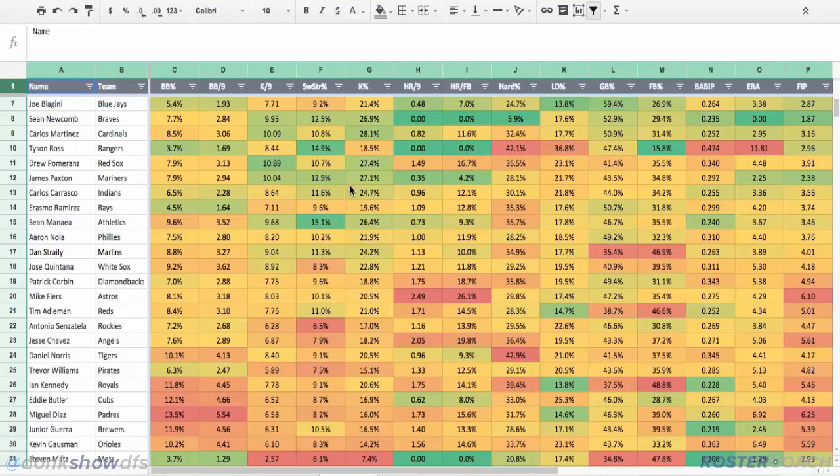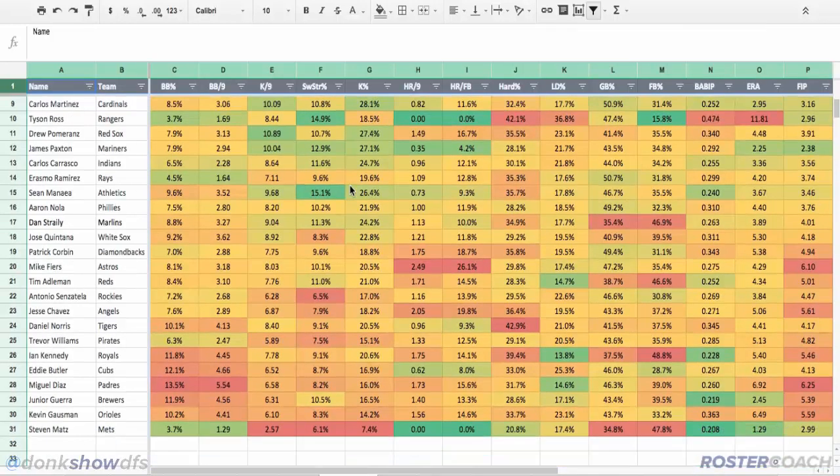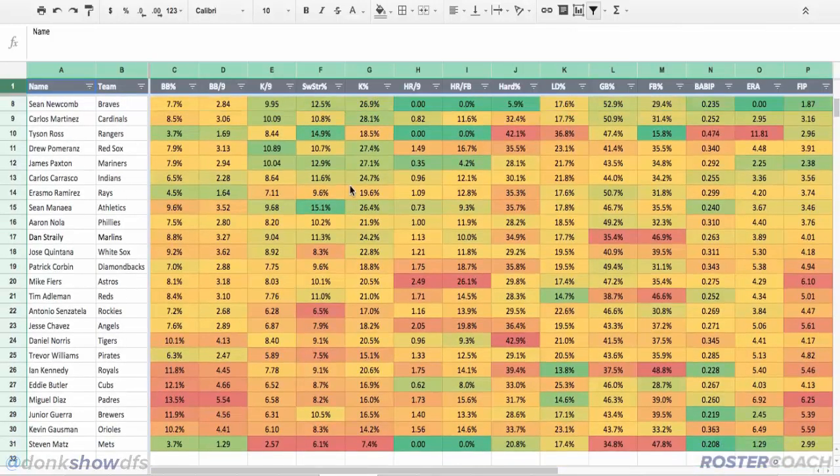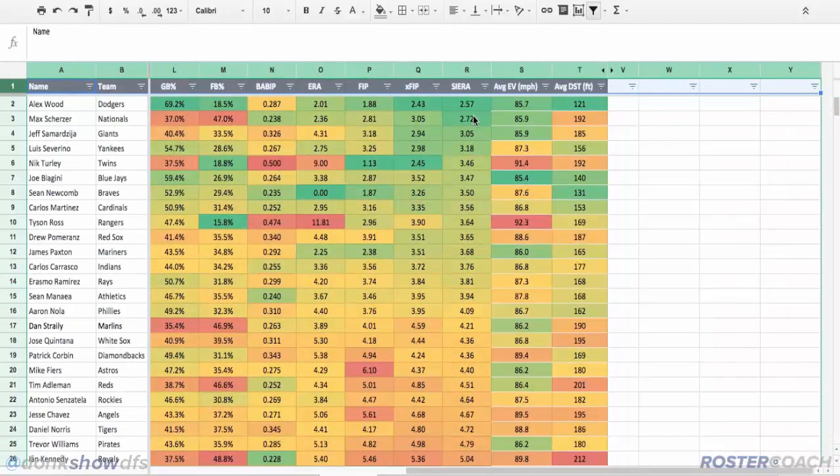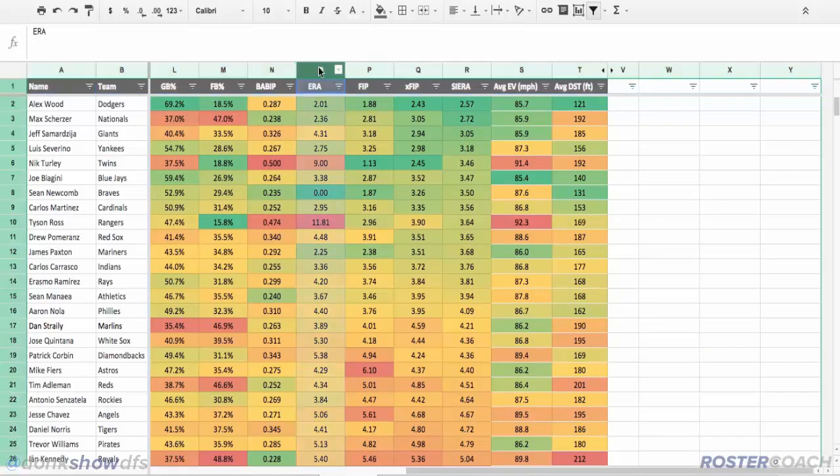So a lot of my research is in this pitcher part of my spreadsheet, whether it's grabbing the pitchers that I want to use or looking at the pitchers that I want to target with my hitters. So I always have it sorted by SIERA. I don't know why. I feel it's a better indicator, a very generic indicator of how a pitcher is doing, rather than ERA or anything like that.